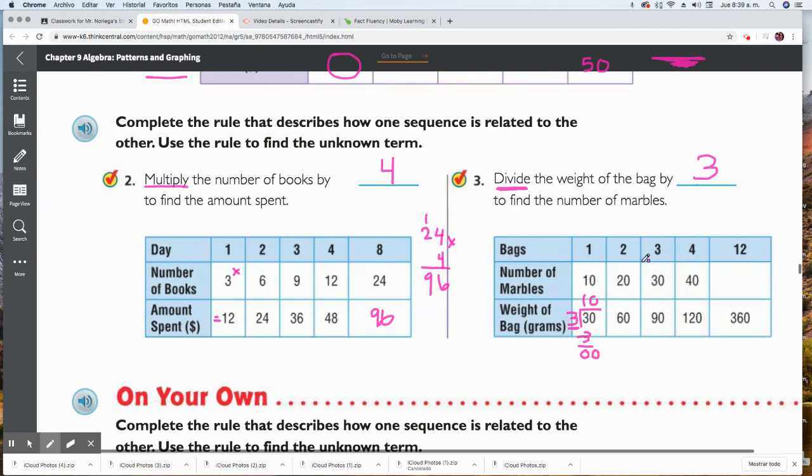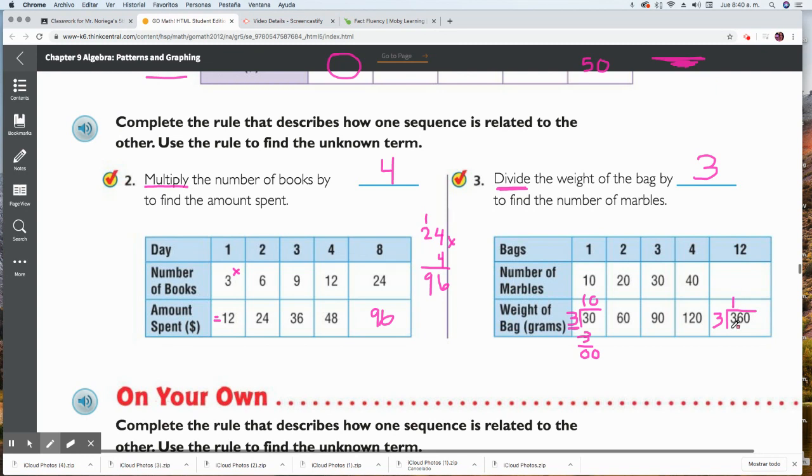60 divided by 3 equals 20. Why? Because 20 times 3 equals 60. 90 divided by 3 equals 30. 120 divided by 3 equals 40. Now, what number goes here? So to find that number, I need to divide this by 3.